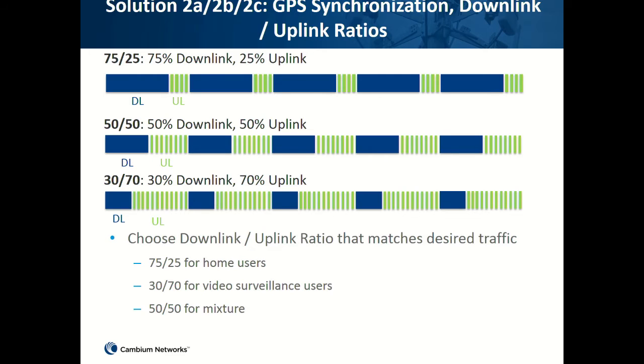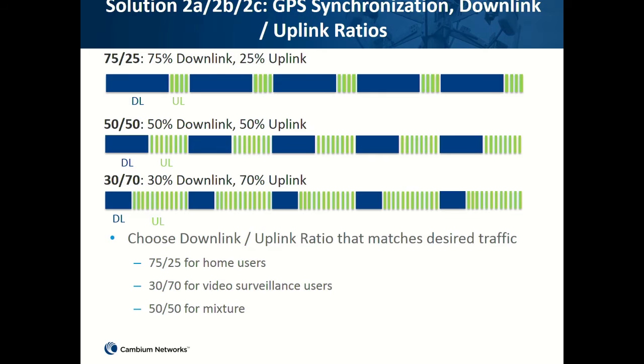Okay, so what we have here is we have 75-25 to favor the downlink, and you can see that our frame that we send every frame, the 5 millisecond frame or 2.5 millisecond frame, it favors that for the downlink. We kept 50-50 for the use cases where you have both downlink and uplink. And lastly, we have 30-70 if you have those cases like where you're doing video surveillance.